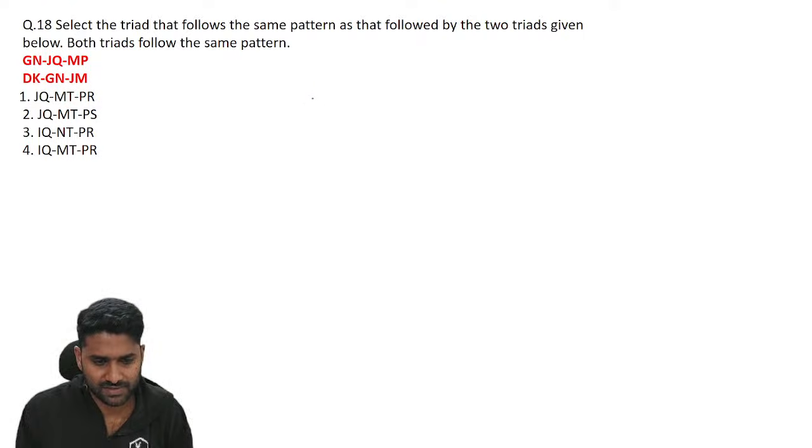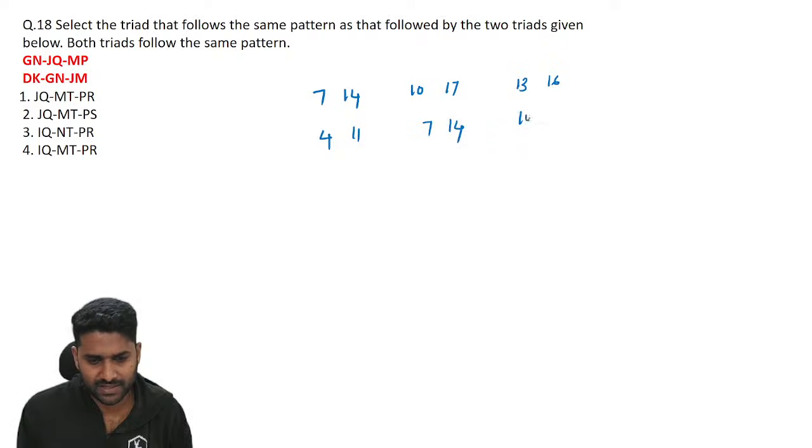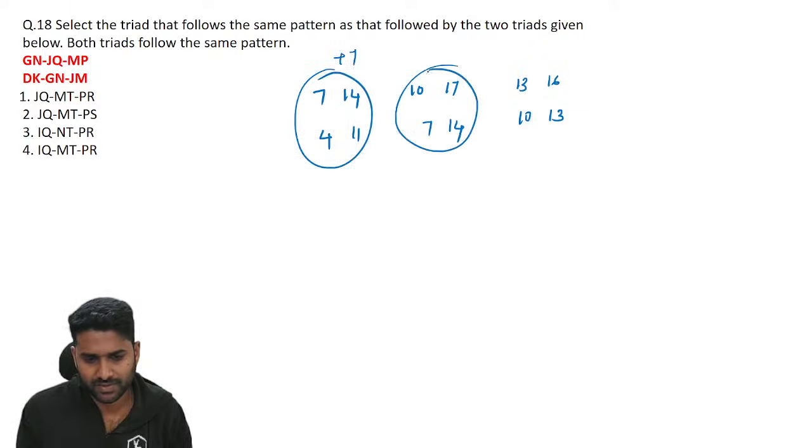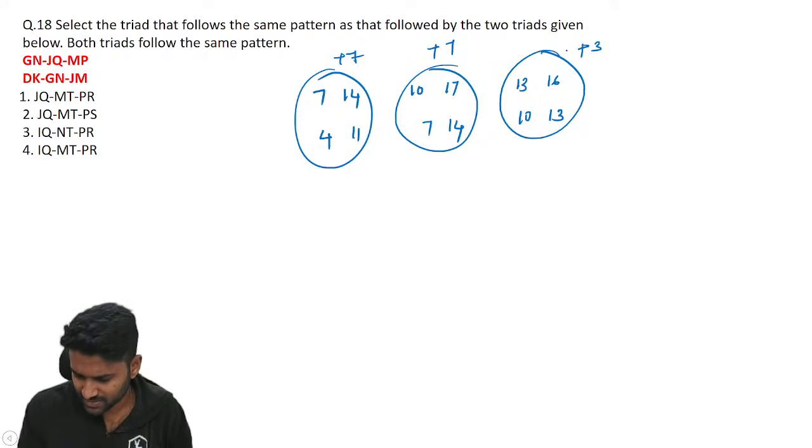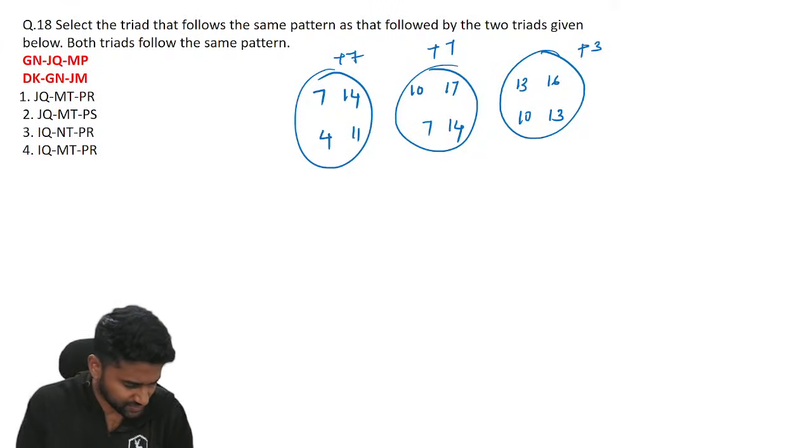Let's find the numbers here: 7th letter, 14th letter, 10th letter, 17th letter, 13th letter, 16th letter. Same way, D is 4, K is 11, G is 7, N is 14, J is 10, M is 13. Observe the common sequence here: increasing 7 units, increasing 7 units, then increasing 3 units. So that is the common relation you observed.